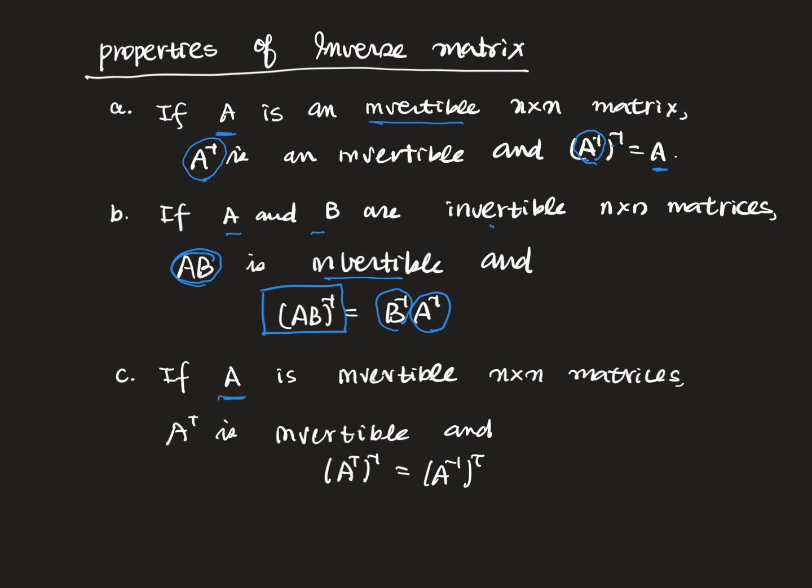A is invertible, so A has an inverse matrix. How can we find the inverse of the transpose? We want to find the inverse of the transpose of A. That's going to be the transpose of the inverse of A. If you want to know how to prove these properties, you can look them up in the textbook.